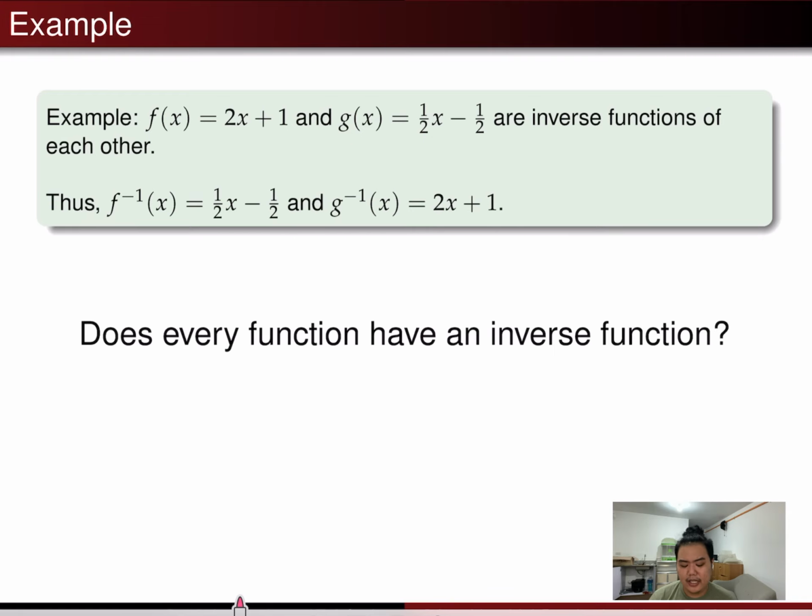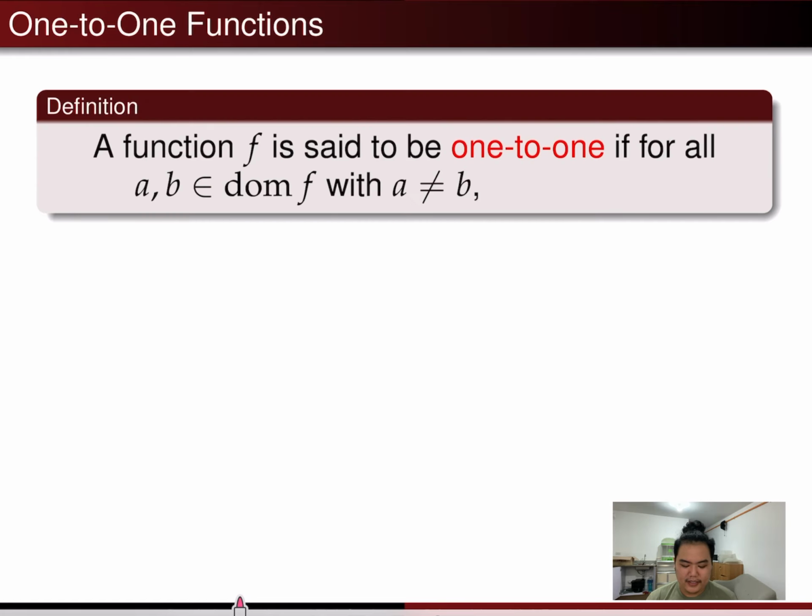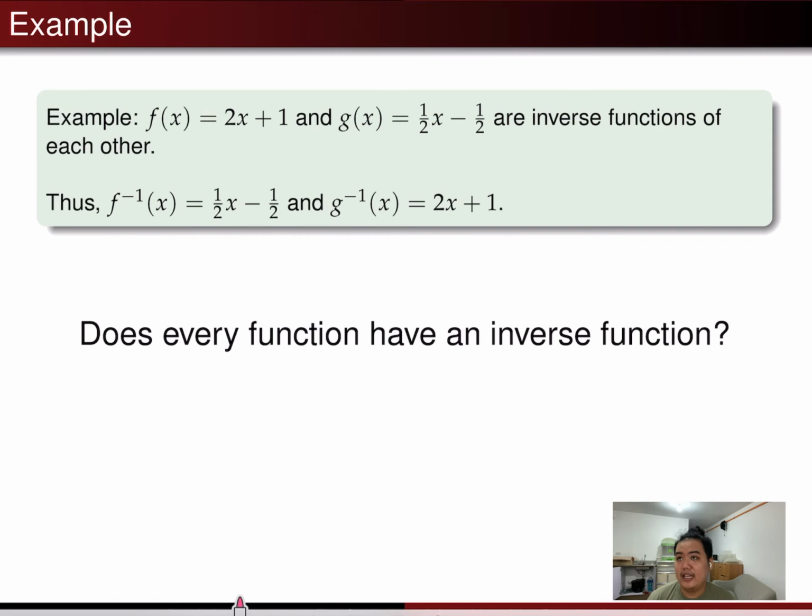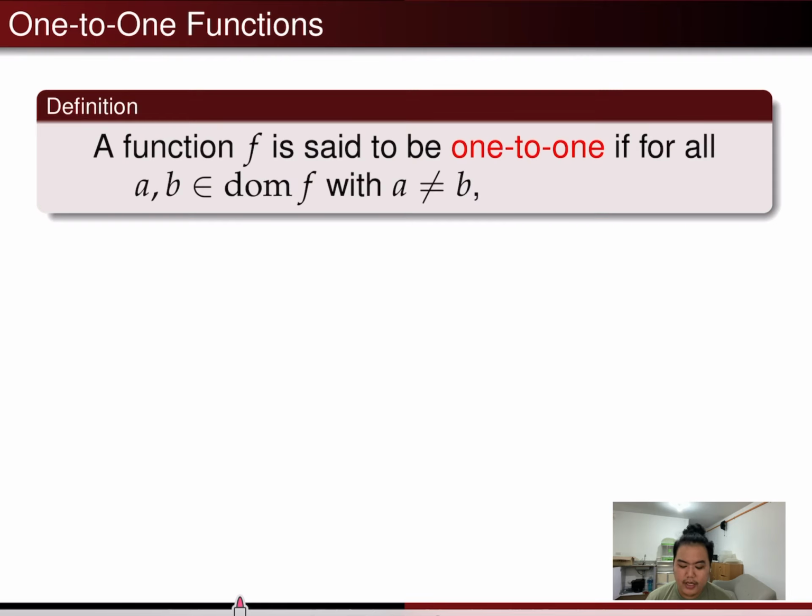So the question now is, does every function have an inverse function? The answer is no. Okay? So kailangan natin ng concept ng one-to-one functions muna bago masagot yung question na kailan magkakaroon ng inverse ang isang function. A function f is said to be one-to-one if for all a, b in your domain which are not equal, we have that f of a is not f of b.